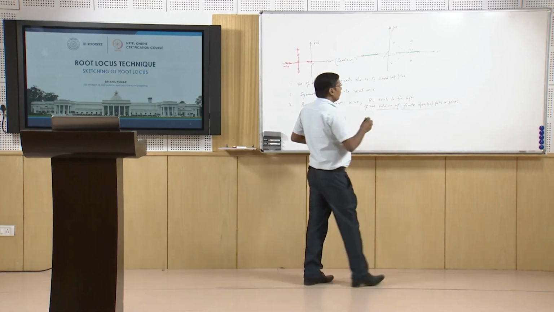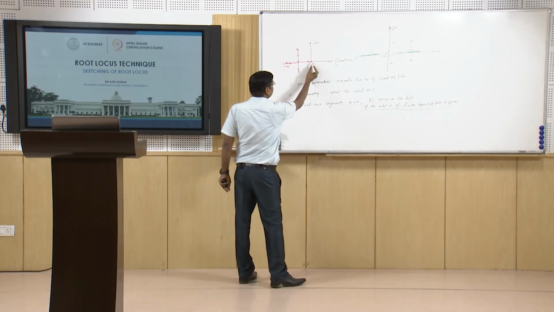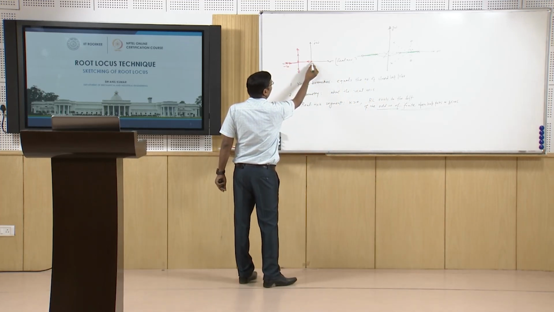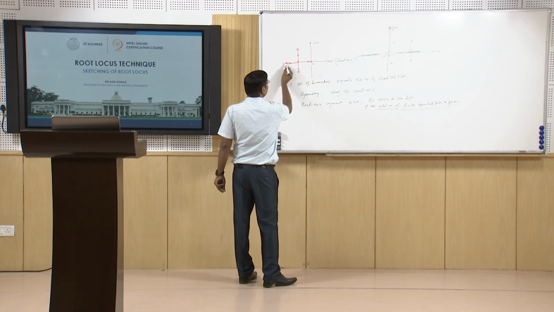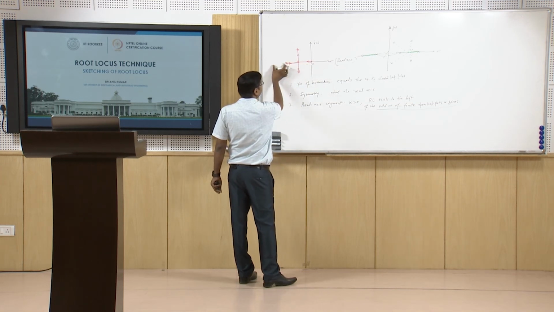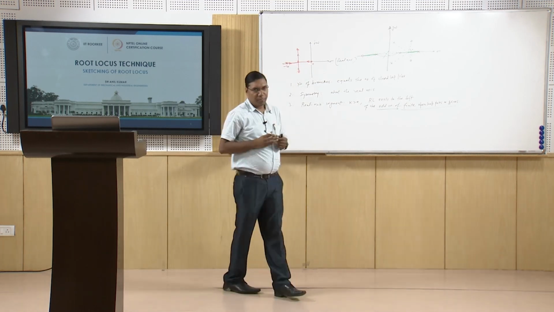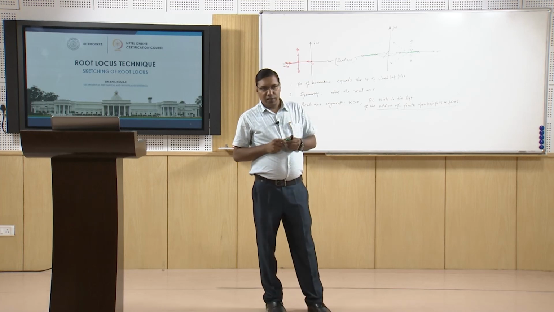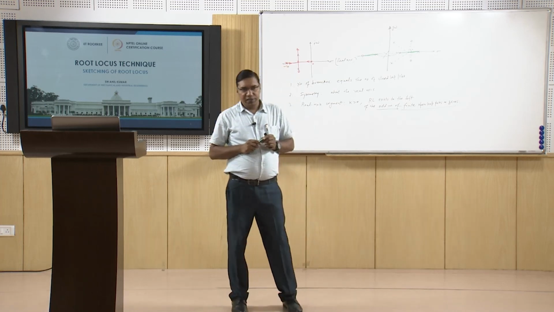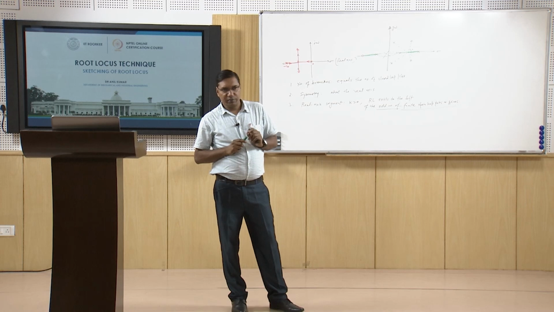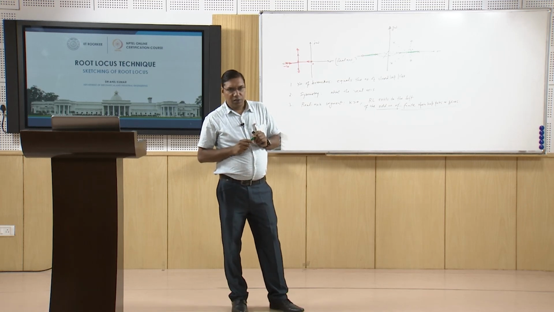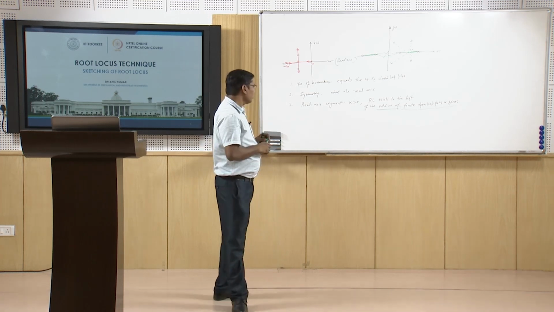So the root locus here is to the left of an odd number of poles, that is 1, but not here, because this is to the left of an even number of poles, that is 2 poles. Therefore, we understand that on the real axis, the root locus exists to the left of an odd number of real axis finite open loop poles and/or finite open loop zeros.